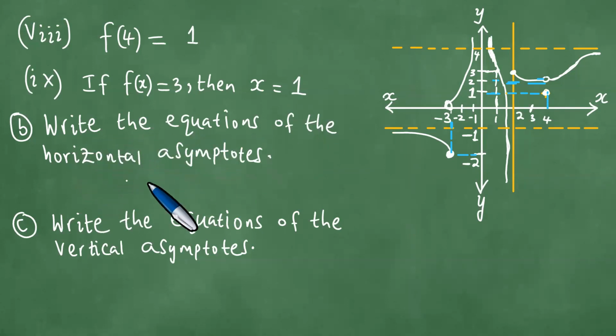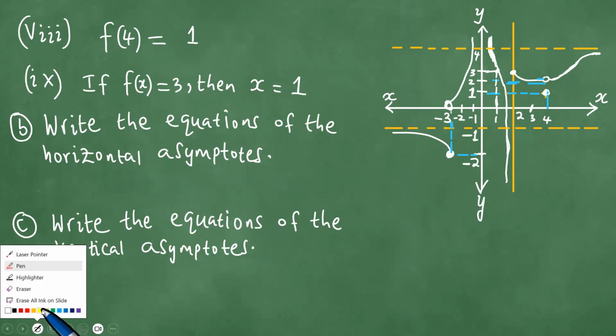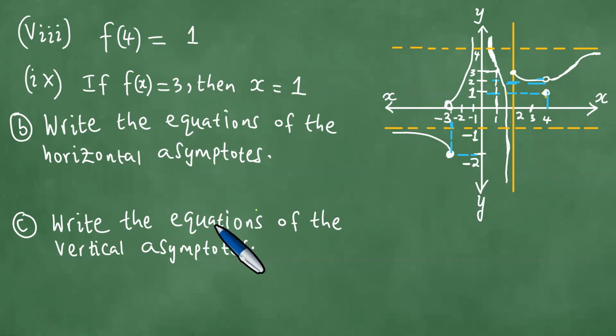Write down the equations of the horizontal asymptotes. What are the horizontal asymptotes here? There is this one and that one. This function continues to approach the line y equals 4. Moreover, this part of the graph approaches the line y equals minus 1 and does not reach it.